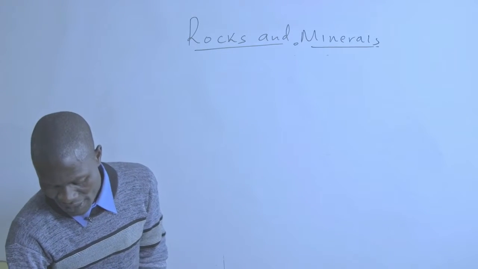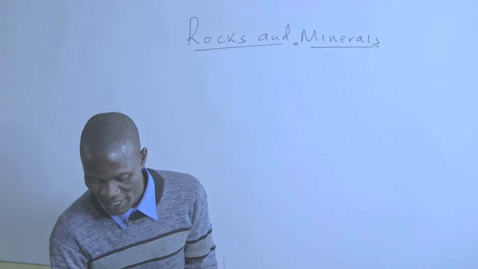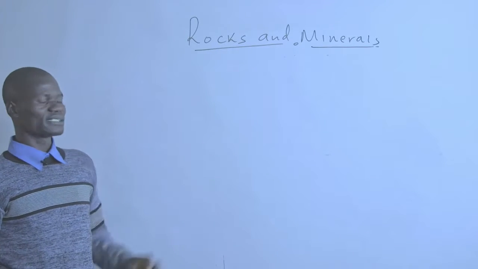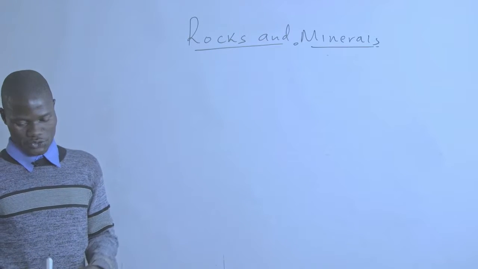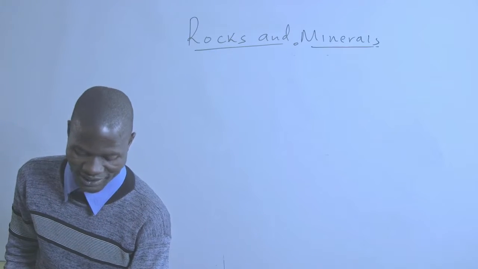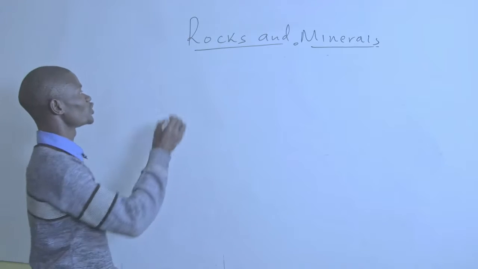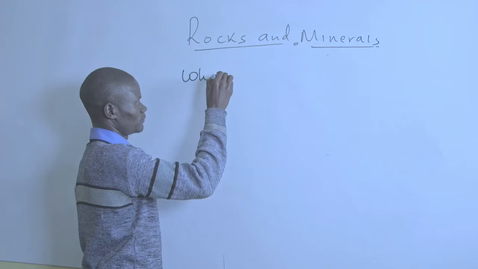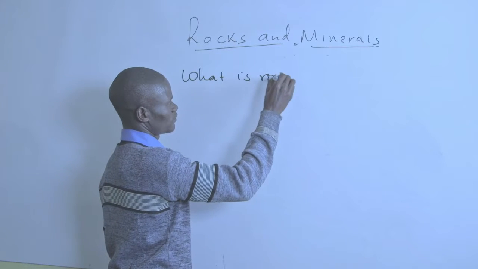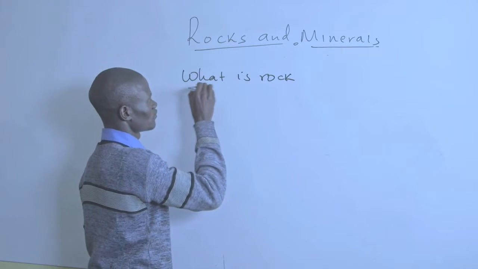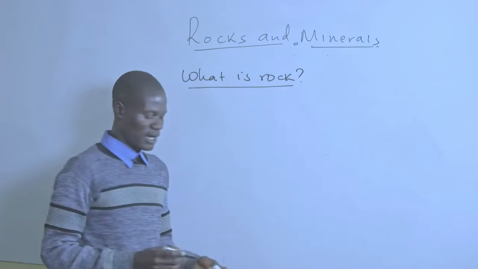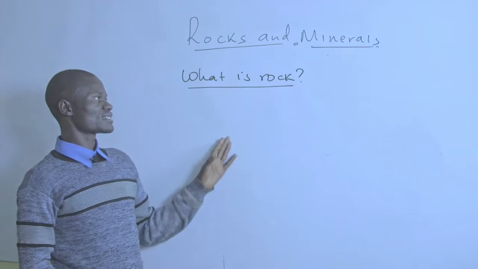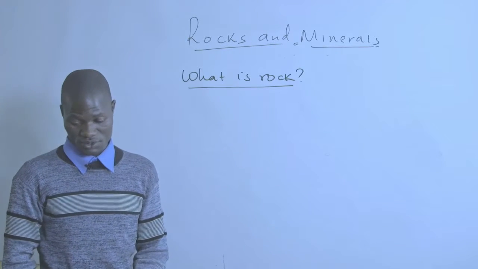When we look at the structure of the earth, there is a part that is made up of rigid rocks. And here we will be able to understand, first of all, what is a rock? That will be our point of discussion. And then we look into the classification of rocks.